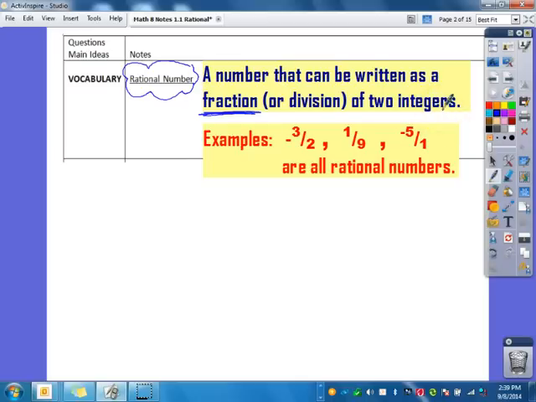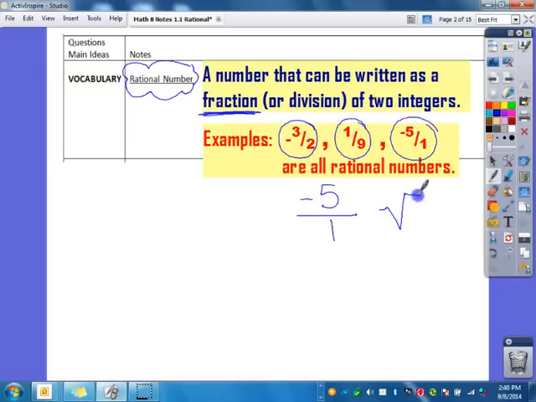Examples of rational numbers are negative 3/2, it's a fraction, 1/9, a fraction, and negative 5/1, because negative 5 is an integer, a negative integer. To make it into a fraction, you just put a 1 under it. All whole numbers can be made into fractions, so they are all rational. We'll be getting into it later as well, but any perfect squares, the square root of 9 equals 3, you get a whole number. Those are all rational as well.